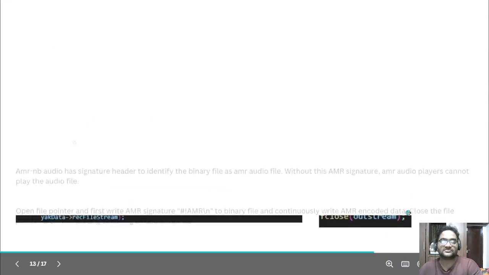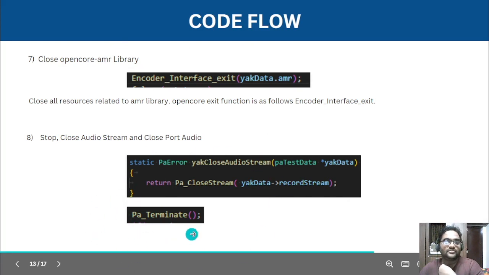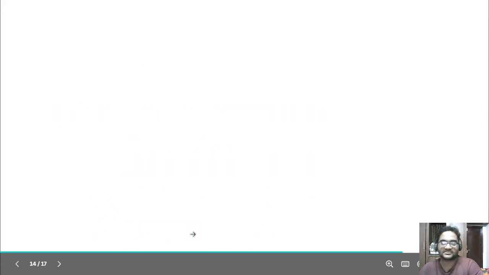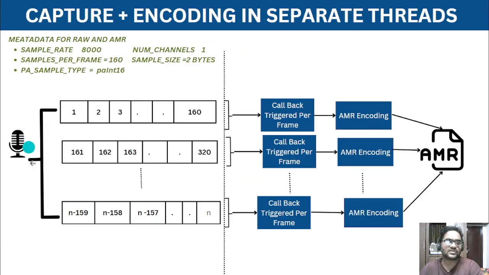Okay, so this is what is happening. And finally, after all the things are written into the file, unless you press Control C, our application keeps on accepting the input. Once you press Control C, the stream closes, and then you exit from the AMR library, close all the streams, and terminate PortAudio. So this is what happens. Okay, so I'm reiterating again.